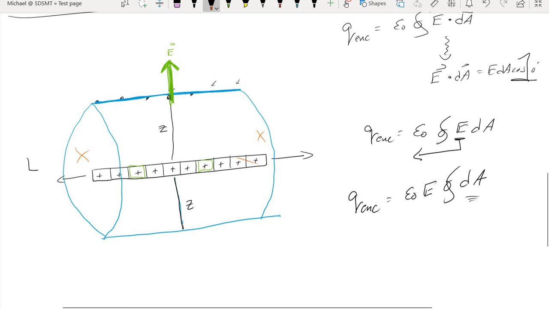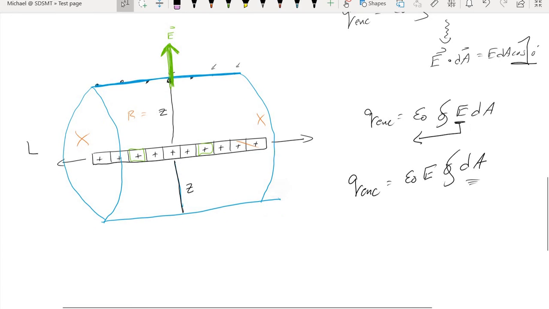And if I don't have any electric field passing through the end caps, then there's no electric flux for those end caps. So I don't need to worry about the surface area of the end caps, which technically would be pi r squared. In this case, r is equal to the z value. But since we're not passing through those, we don't have to worry about them. We do need to worry about the surface area of this drum portion here.